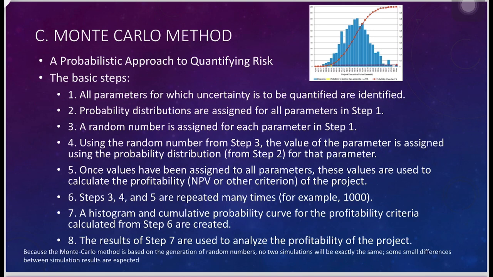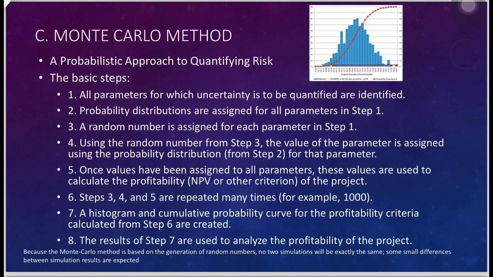Okay, third, a random number is assigned for each parameter in step 1, and fourth, using the random number from step 3, the value of the parameter is assigned using the probability distribution from step 2 for that parameter. Fifth, once values have been assigned to all parameters, these values are used to calculate profitability by way of NPV, DCFROR, or DPBP of the project. Sixth, steps 3, 4, and 5 are repeated many times, for example, 1,000 times.